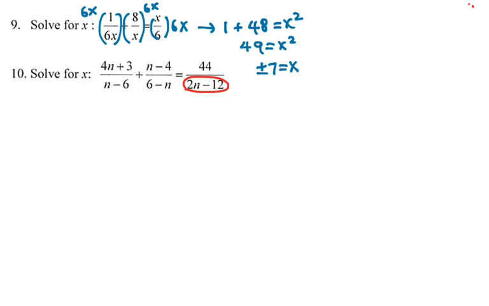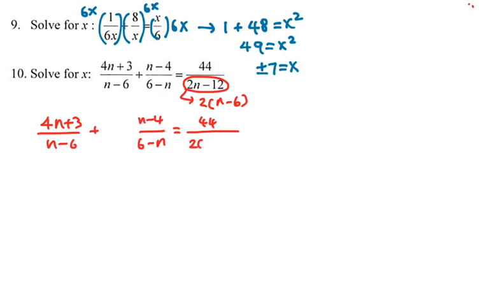How about number 10? Number 10, we see that 2n minus 12 is essentially 2 times n minus 6. So our common denominator is 2 times n minus 6, and that's what we're going to multiply to all three terms. So I'm going to rewrite the equation with just a little bit of space in between. Alrighty. Now I'm going to multiply by 2n minus 6, in all three locations.